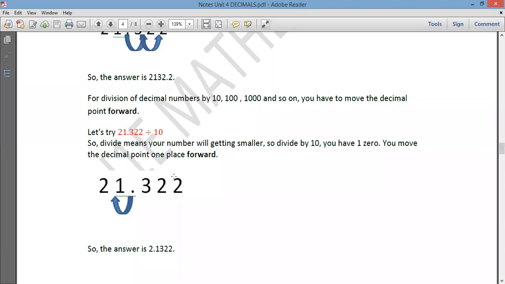For the division part, just now for multiplication you moved your decimal point backward, but for division you have to move your decimal point forward. Let's say the same number, but now you divide by 10. So you have to move the decimal point one step forward, and your answer will be 2.1322.